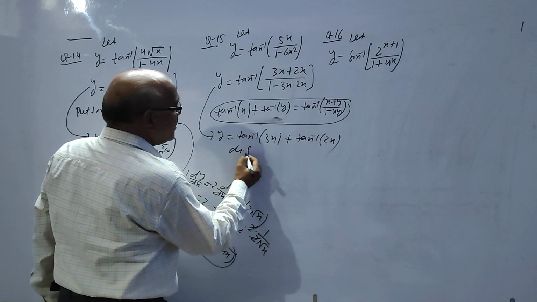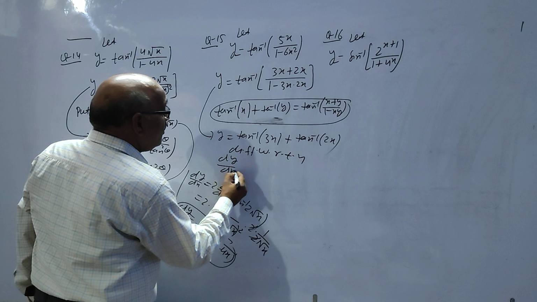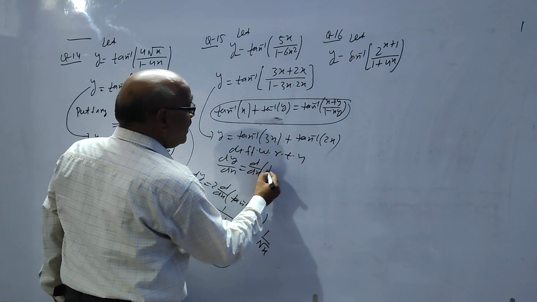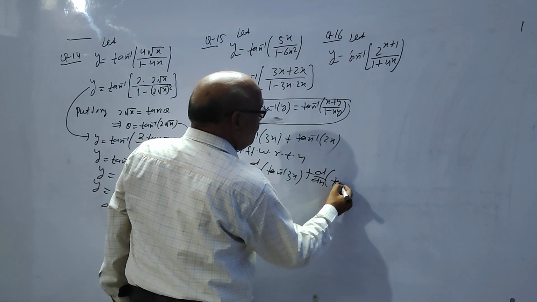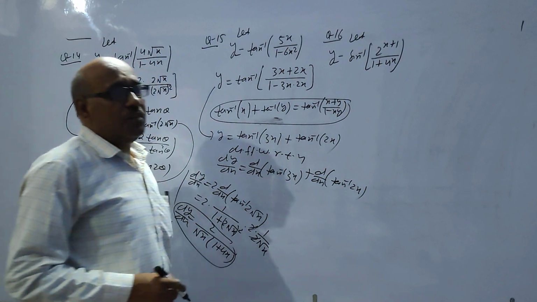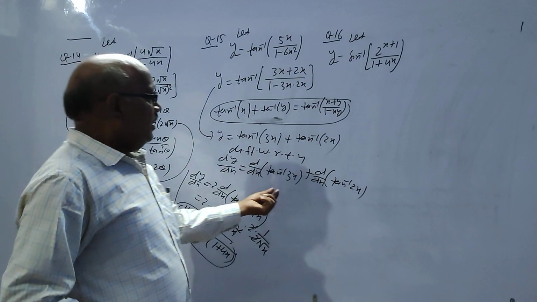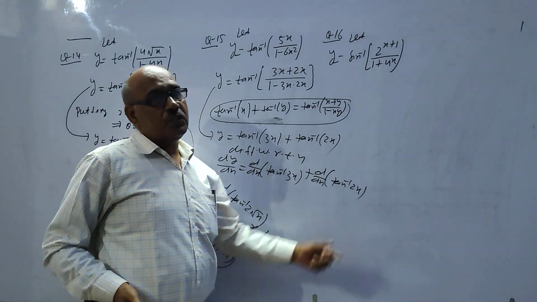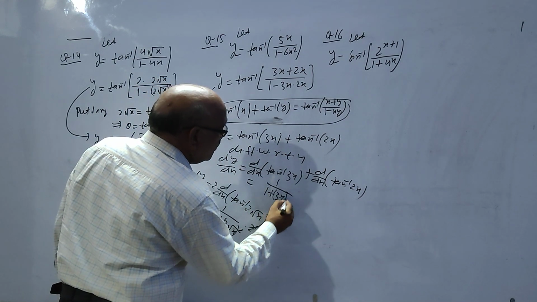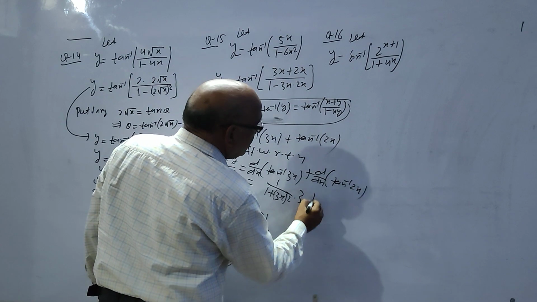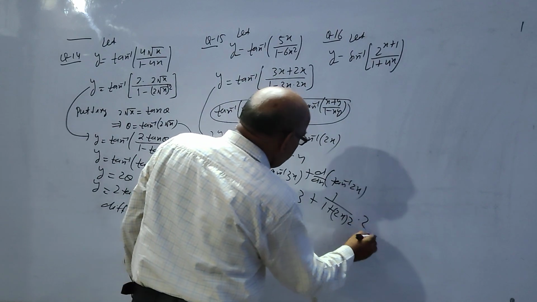Now differentiating with respect to x, so what do you have? dy over dx is d over dx of tan inverse 3x plus d over dx of tan inverse 2x. You know differentiation of tan inverse x is equal to 1 upon 1 plus x square. Now here in place of x it is 3x, and here it is 2x. So apply that formula. That is 1 upon 1 plus 3x to whole square, and differentiation of 3x is 3, plus 1 upon 1 plus 2x to whole square, and differentiation of 2x is 2.